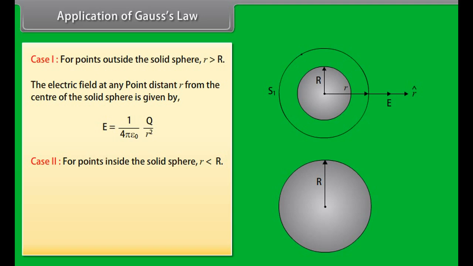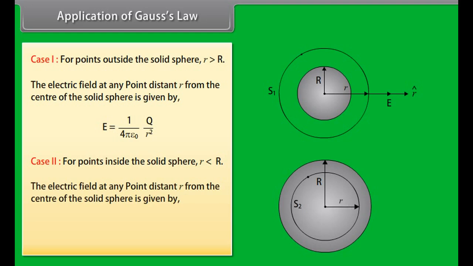Case 2. For points inside the solid sphere, r is smaller than R. The electric field at any point distant r from the center of the solid sphere is equal to 1 upon 4 pi epsilon naught multiplied by r Q upon R cube.